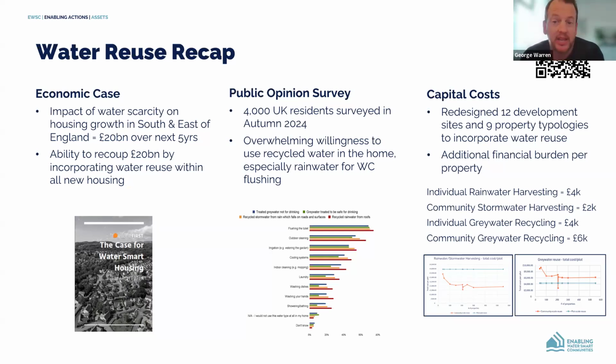We also have done a piece of work looking at the capital costs of incorporating reuse within new development. We took a range of developments ranging in scale from 40 up to 600 properties and redesigned those, across 9 property typologies, so 1-bedroom apartments up to 5-bedroom properties, and looked at the additional financial burden associated with incorporating reuse schemes. It came out that community stormwater harvesting, even at 40 properties, was more financially viable than individual plot by plot. But yes, you can have a look at the reports on there for further information.